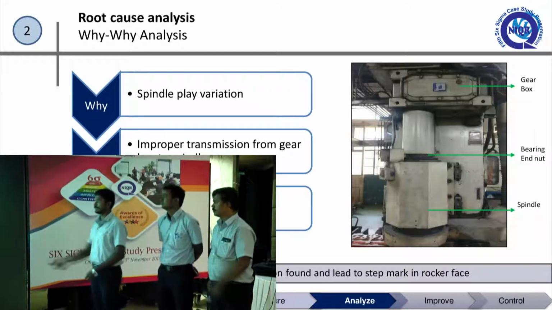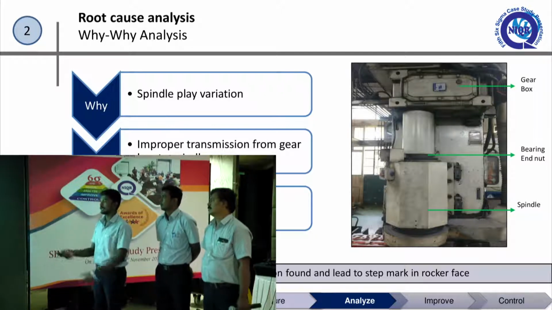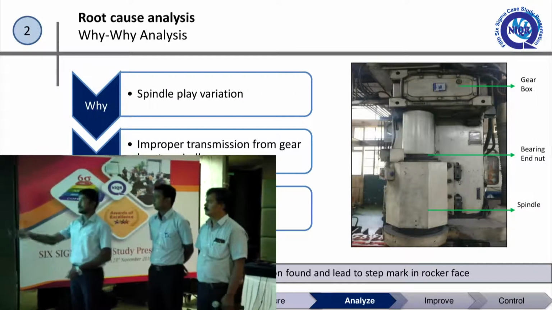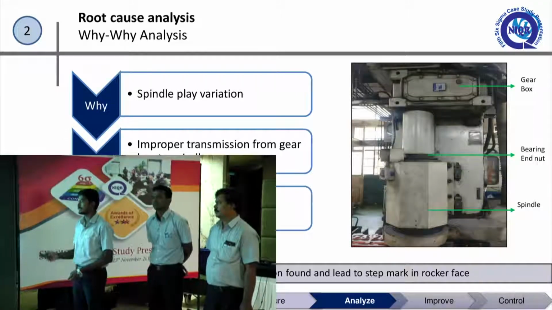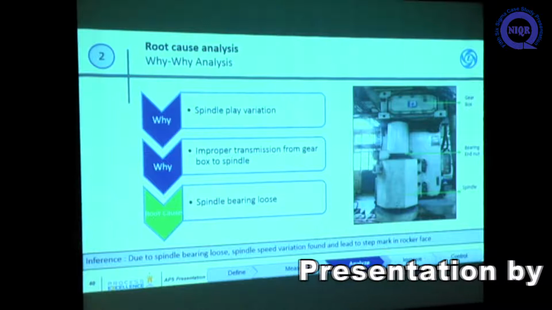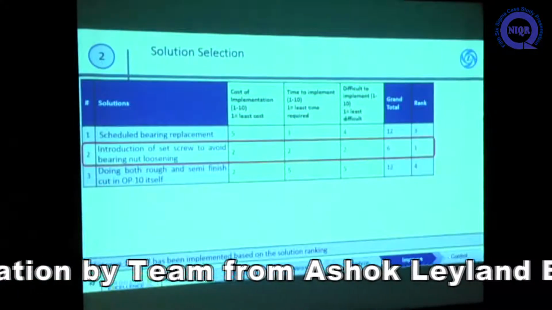So why did that spindle play happen? There is an improper transmission from the gearbox to the cutter. Then we found that there is a spindle bearing loose. We are using a taper roller bearing. It is getting loosened when there is a high load happening over there. So we got some ideas to look into it.